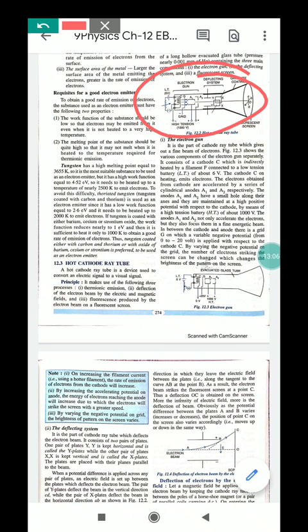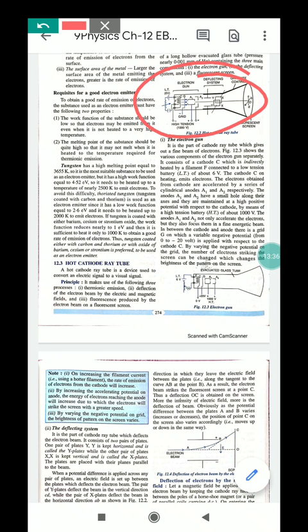Now, there should be a principle of the hot cathode ray tube. Therefore, the principle is: number 1, thermionic emission from a suitable cathode; deflection of the electron beam by rapidly changing electric and magnetic fields; production of fluorescence when the electron beam strikes a fluorescent screen.